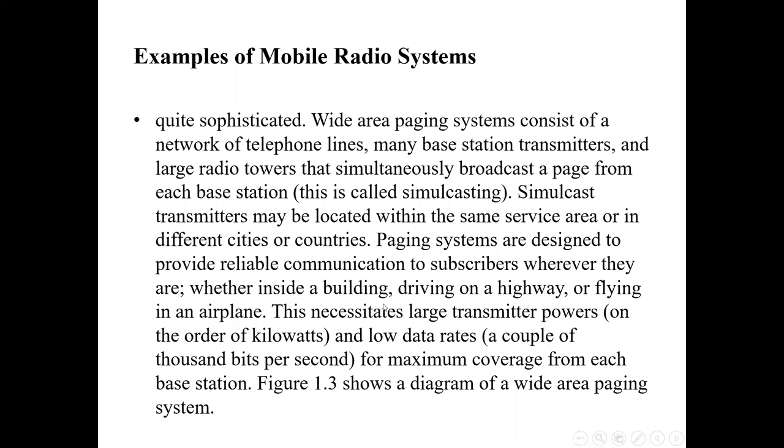So look at this paragraph. It's very important. Paging systems are designed to provide reliable communication to subscribers wherever they are, whether inside a building, driving on a highway, or flying in an airplane. This necessitates large transmitter powers on the order of what? Of kilowatts, and low data rate. Whenever we talk about high power, low data rate means what? Small bandwidth. Now, why are we going to use a small bandwidth, not a very large bandwidth? Do you know why? Can anyone tell me why in the paging system we are utilizing a small bandwidth for communication?